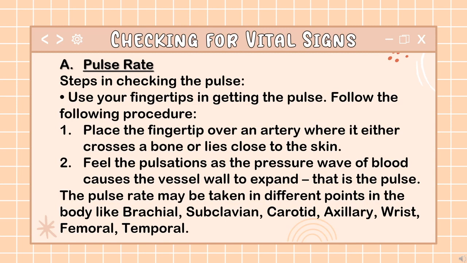Let's first start with the steps in checking the pulse. Use your fingertips in getting the pulse. Follow this procedure. Place the fingertip over an artery where it either crosses a bone or lies close to the skin. Feel the pulsations as the pressure wave of blood causes the vessel wall to expand. That is the pulse. The pulse rate may be taken at different points in the body like brachial, subclavian, carotid, axillary, wrist, femoral, and temporal.